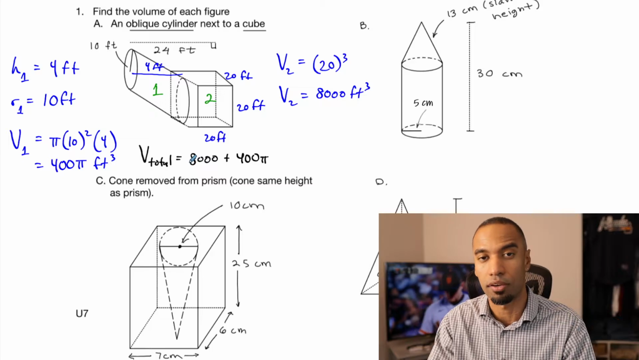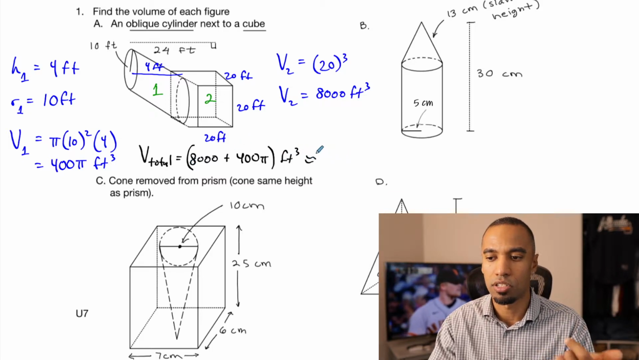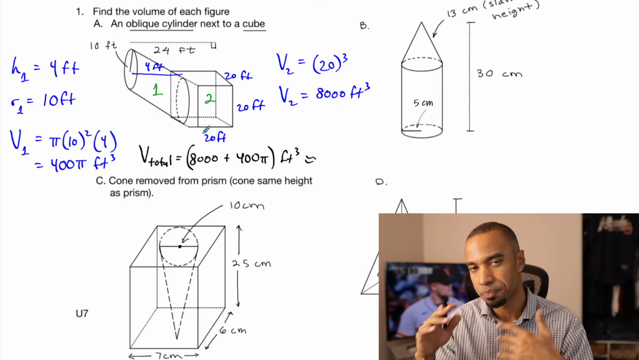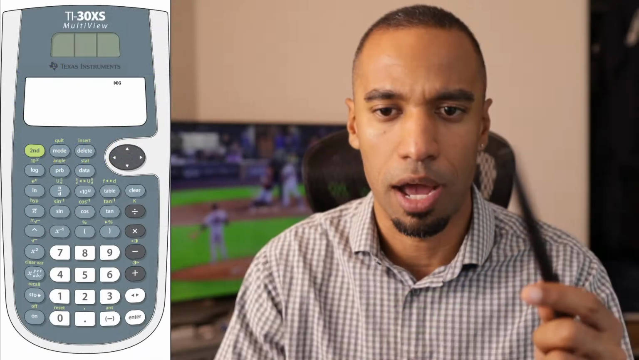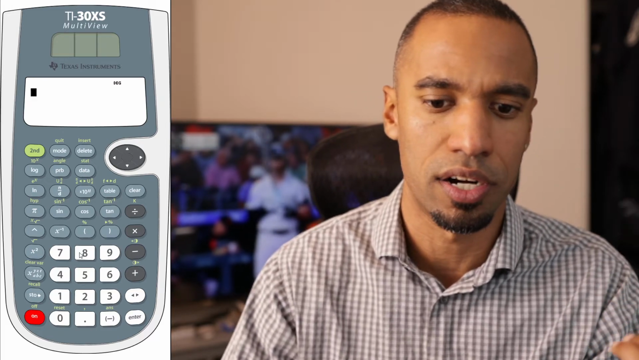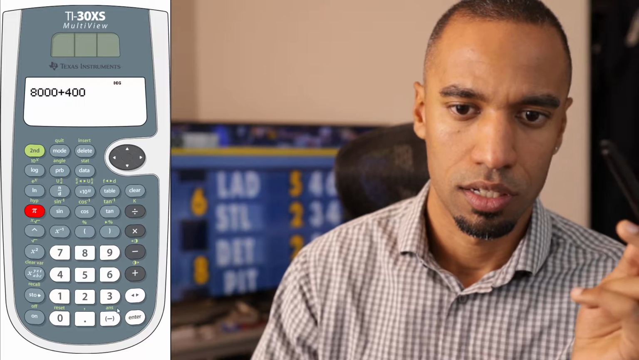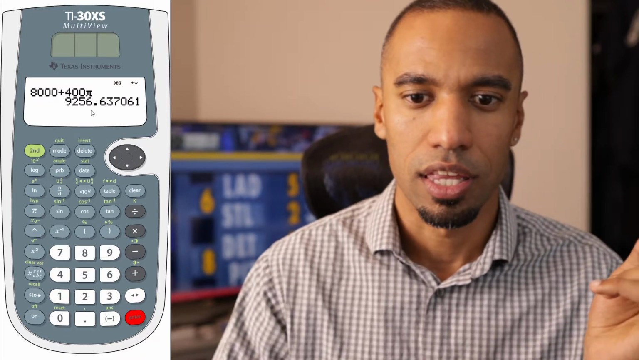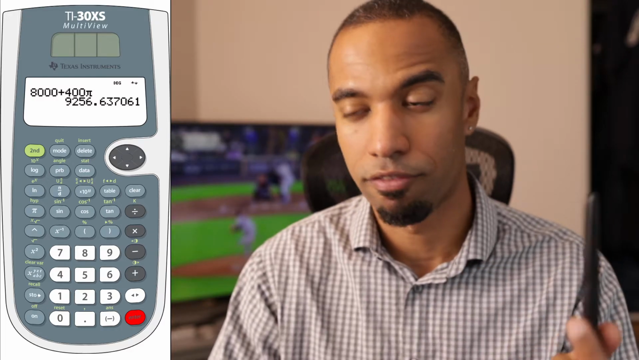Instead, I'm just going to use the calculator for this part, and then I'll just put cubic feet there. I'll round to the nearest hundredth. So I'll go to the calculator with you guys here. I don't know how many times I'll go straight to this, but I just want to let you know that it's there. Now if I type 8,000 plus 400 pi right here, this is kind of slow. There we go. I'm going to get 9256.64 cubic feet.